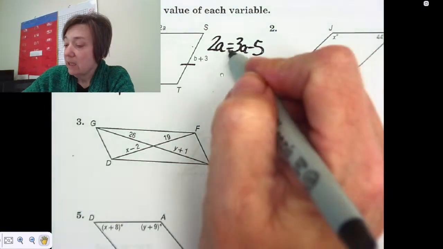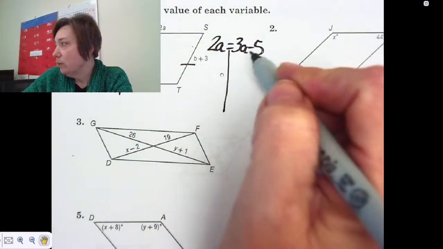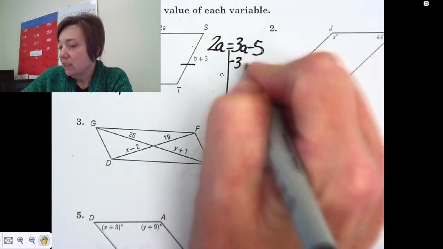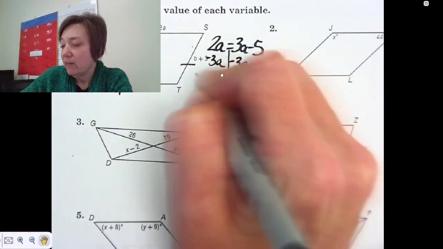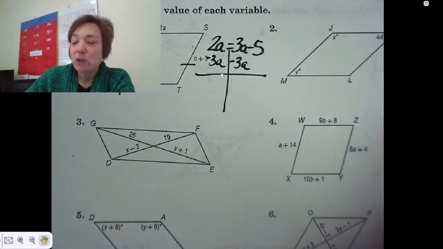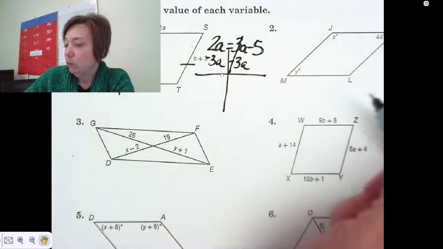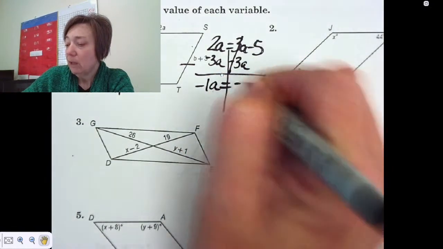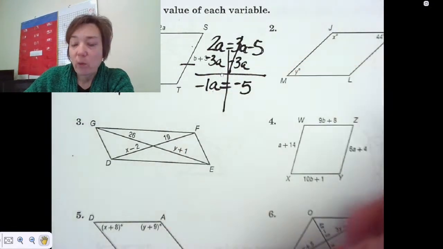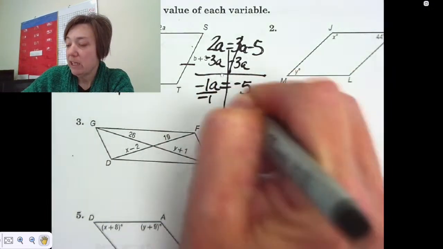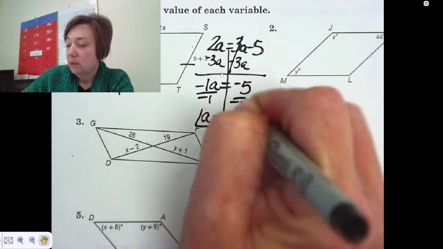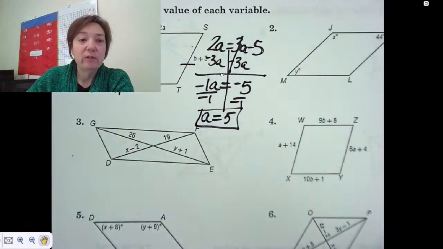So in this case, everybody wanted to move that 2a because nobody wants to have to deal with that negative. But y'all, it ain't that hard. It's actually harder if we move the 2a and then have to move the 5. So if we subtract that 3a, we get negative 1a, and that equals negative 5. And then what happens when I divide both sides by negative 1? I get a is 5, right?